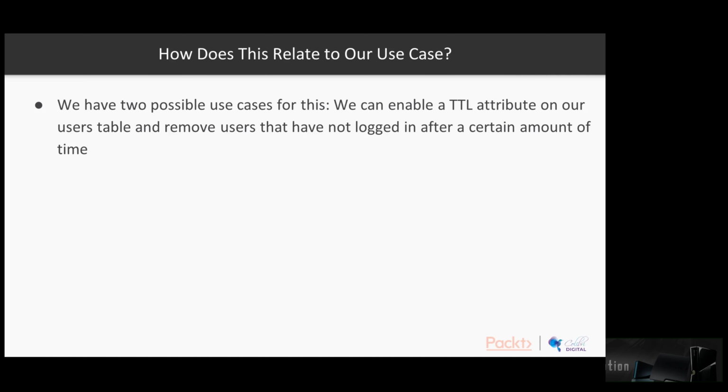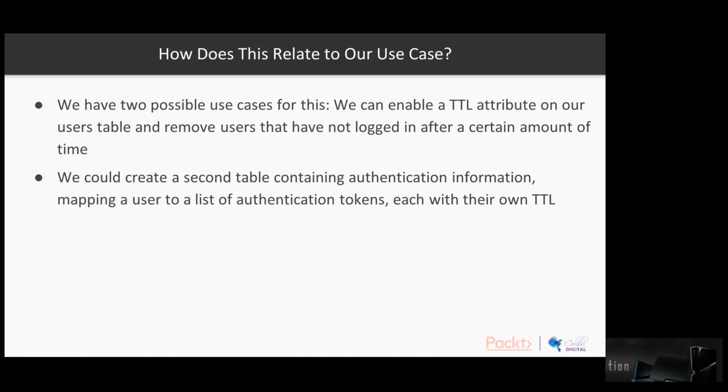So how does this relate to our use case? Well, we have two possible approaches for this. We can enable a TTL attribute on our users table and remove users that haven't logged in after a certain amount of time. That's a good way to annoy your users. Or we could create a second table containing auth information, mapping a user to a list of auth tokens in an auth table, each with their own TTL, and we expire auth tokens after a certain period of time.